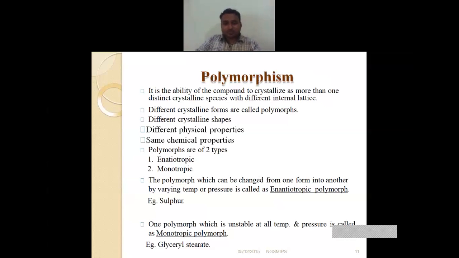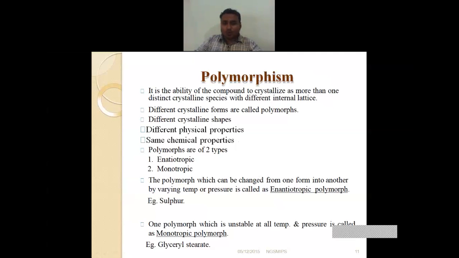In the case of polymorphism, they have different physical properties or different crystalline shapes, but they have the same chemical properties. Their physical properties and crystalline shapes may vary, but the chemical properties are the same. Why? Because it is the same compound, that's why it shows the same chemical properties.